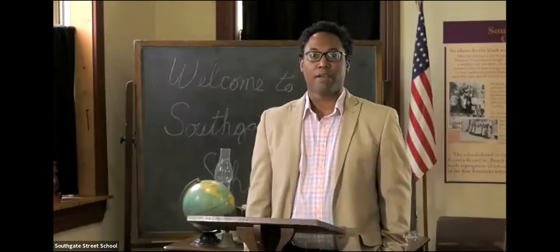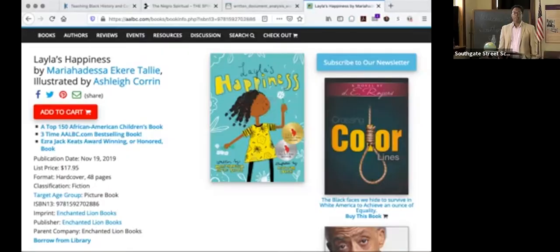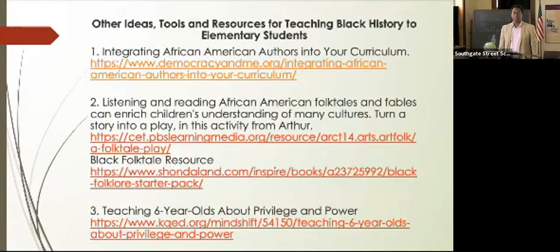Number 2, other resources and tools. Listening and reading. African American folktales and fables can enrich children's understanding of many cultures. Turn a story into a play in this activity from Arthur. There is an activity from CBS Cartoon Author about folktales. There's a resource there for Black folktale resources. In this activity, as I said, students can learn.